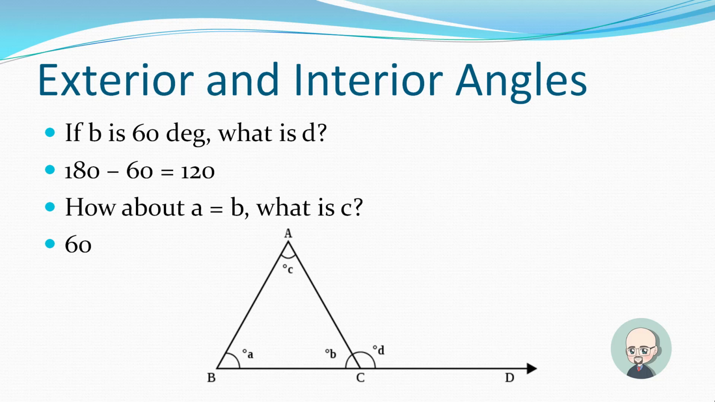And now, if A equals B, what is C? Well, B's 60. If A is equal to B, and B is 60, that adds up to 120, and 180 minus 120 is 60. So we could also look at that and say, if two angles are equal to 60 degrees, the third angle has to equal 60 degrees. That's the only other thing it can. So what we are dealing with then is an equilateral triangle.